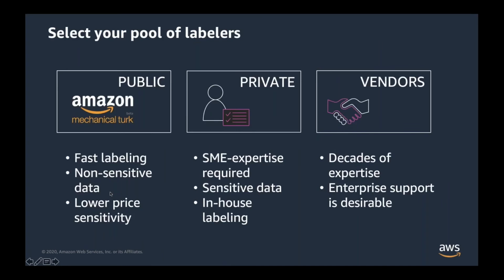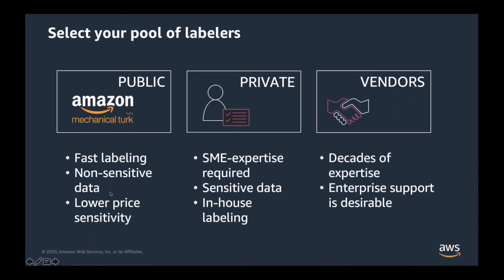Now, the next thing it does here is it lets you select a pool of labelers, right? So Amazon Mechanical Turk is a workforce of 500,000 strong. It's really fast for labeling. This is great for non-sensitive data, and it's actually pretty cost effective. I've used it for some of my models as well.